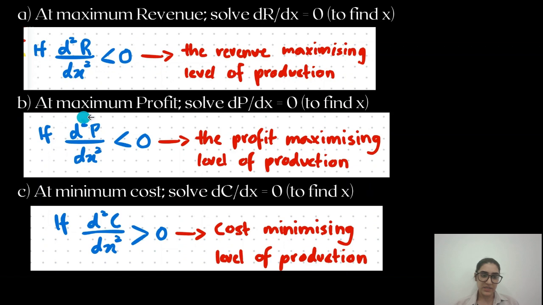Moving forward, case B is at maximum profit, we have to solve dP by dx. dP by dx is our marginal profit. We have to equate it to 0 to find the maximum profit, and we can solve it to find x. Now, this we say is the profit maximum level of production. And again, to test it, we use the second derivative test, which will be less than 0 for the level of production to be maximum.